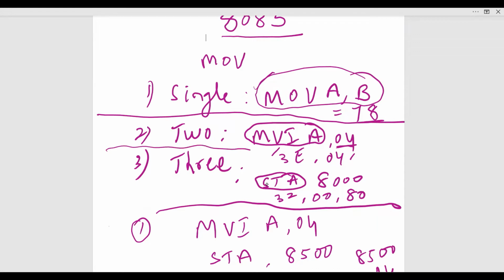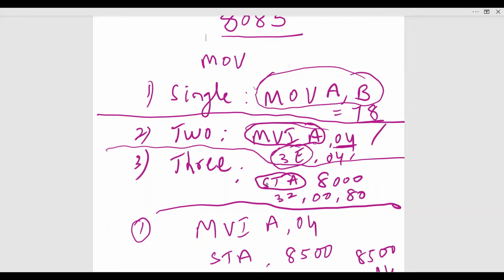Coming to 2-byte instructions, they occupy two memory locations and they consist of an opcode and an operand. So the first byte is the opcode and the second byte is the operand. Here the data is 04 and the instruction is MVI A, that is, move immediately the data 04 to the accumulator. This instruction has the hex code 3E, so it occupies one location and 04 is in the next location. So these are 2-byte instructions.